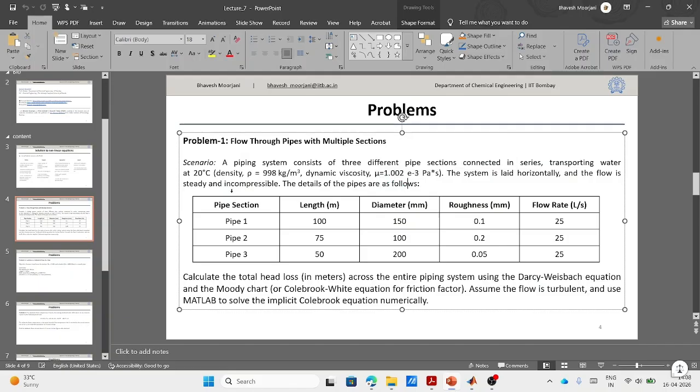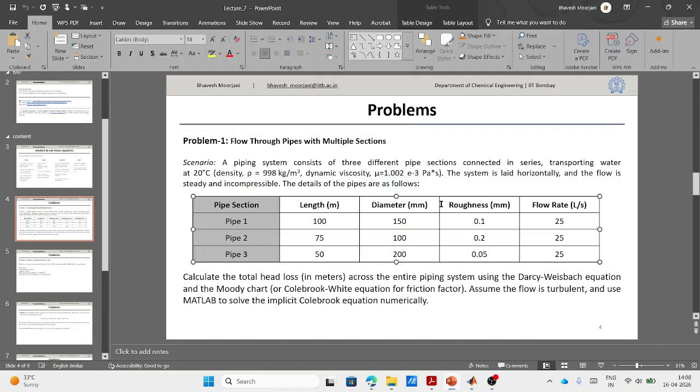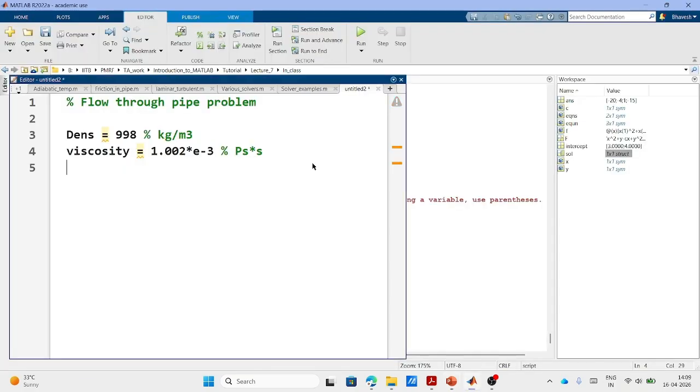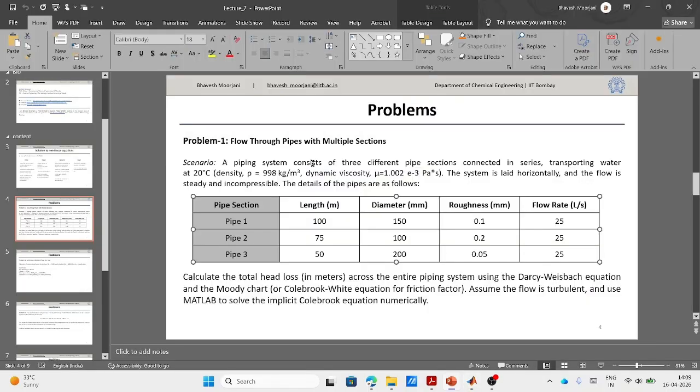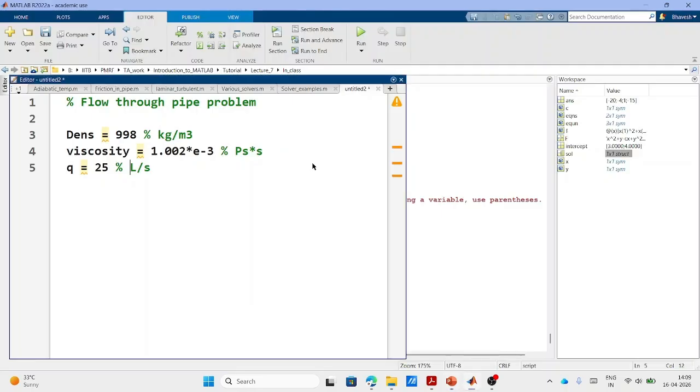Okay. Then you have three pipes and their information is given. See, flow rate is the same, so my flow rate is constant. So flow rate Q is equal to 25. Now this is in liters per second. If I have to convert it into meter cube, I will multiply with 10 to the power minus 3, right? So this becomes meter cube. I am converting into SI units, right? So this is my flow rate.